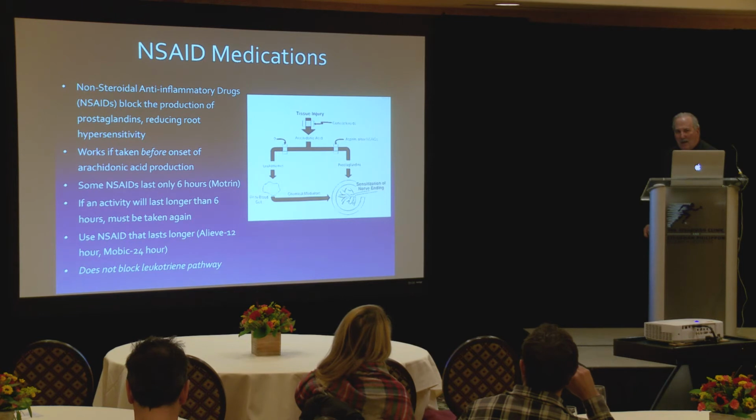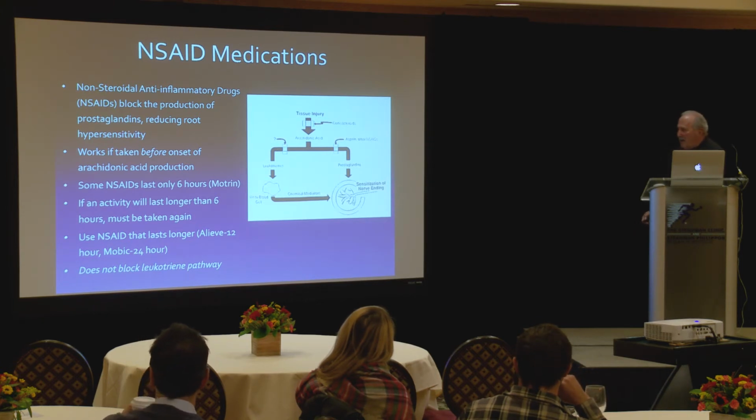And remember how long they last. Motrin only lasts for 6 hours. If you're going to have somebody on an all-day hike and they take Motrin in the morning, what's going to happen in the afternoon? They're going to be miserable. But if you give them naproxen, it's 12 hours. And if you give them Mobic, it's 24 hours. So learn your medications and their timing.